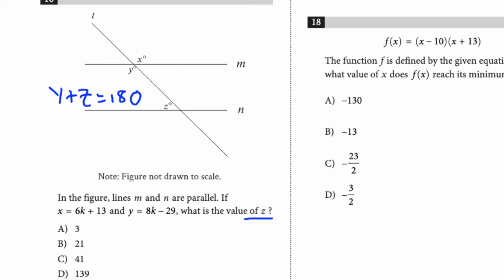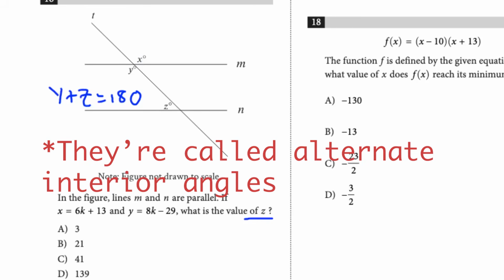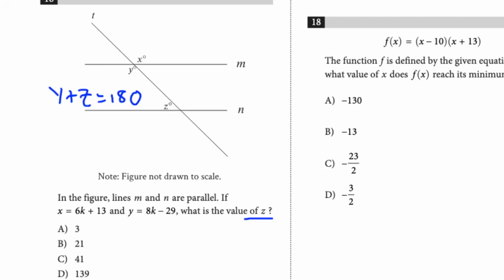Some other info I just want to mention, this angle right here will also be equal to y, and then this angle right here will also be equal to z. Those are called alternate interior and corresponding angles, something like that, and those show up sometimes too, so just be aware of that. But that's basically how these work.